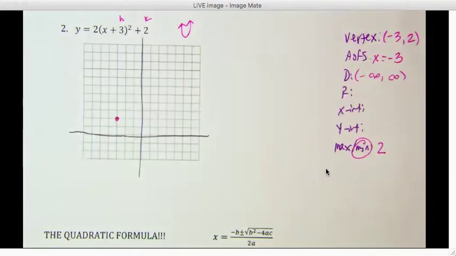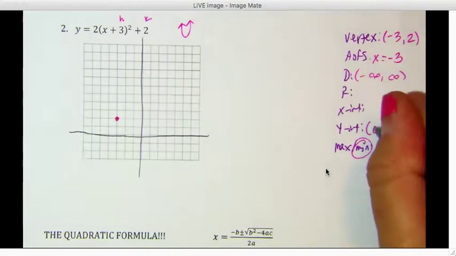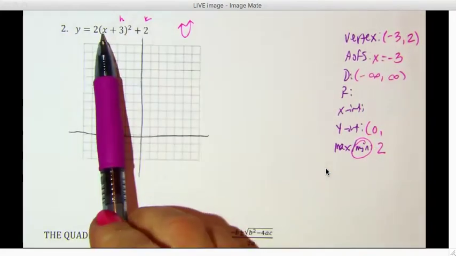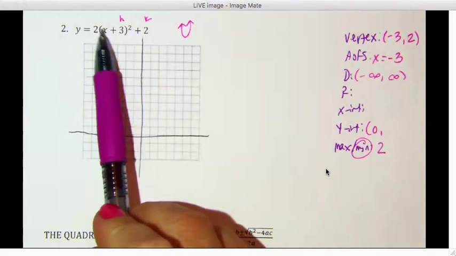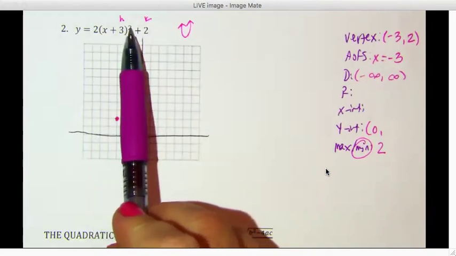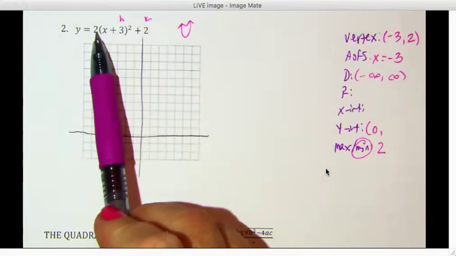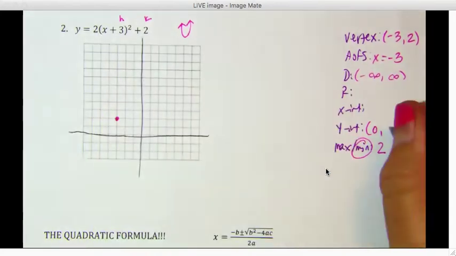And I'm going to go ahead and find my y-intercept now. I'm still plugging in 0 for x. 0 plus 3 is 3. 3 squared is 9. 9 times 2 is 18. Plus 2 is 20.